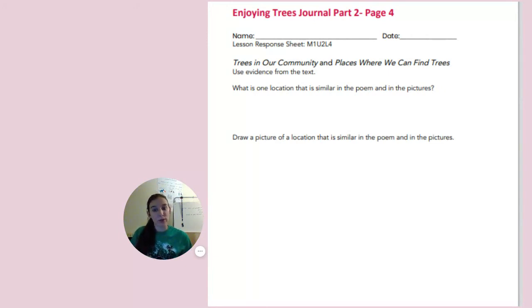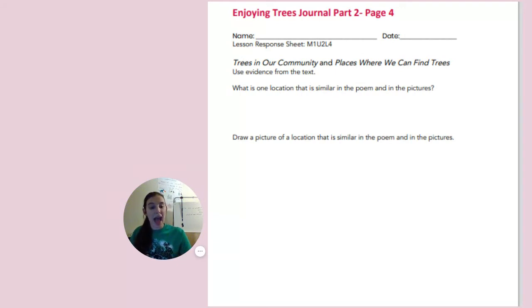Now that we're ready, let's read our first question. What is one location that is similar in the poem and the picture? Okay, let's remember that similar means the same, that they're alike. So what's one place that's both in the poem and the pictures? Something that the poem and the pictures both have. I hear good answers.